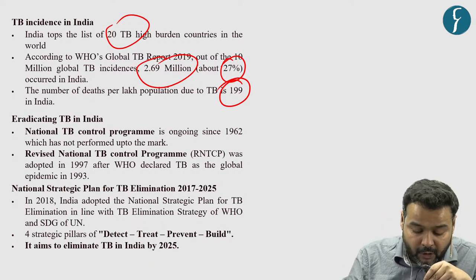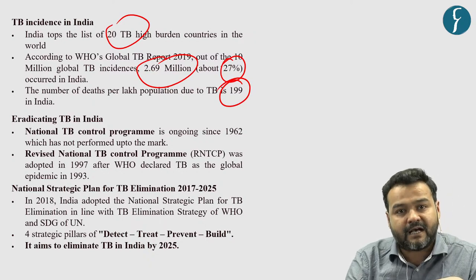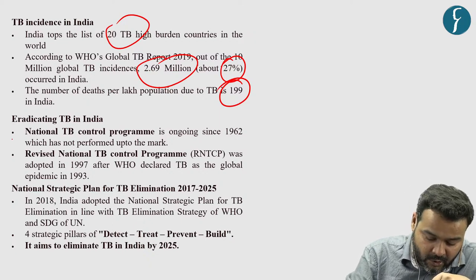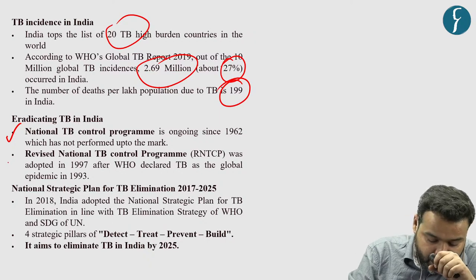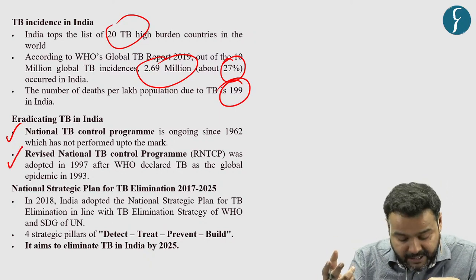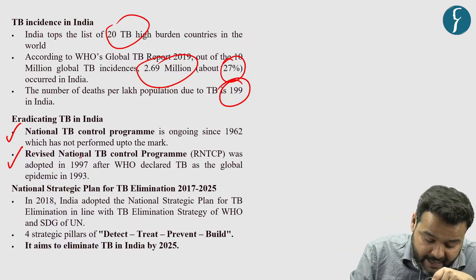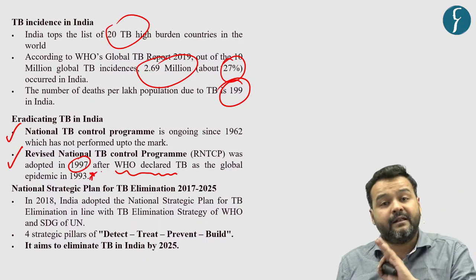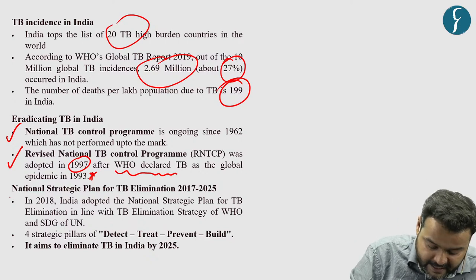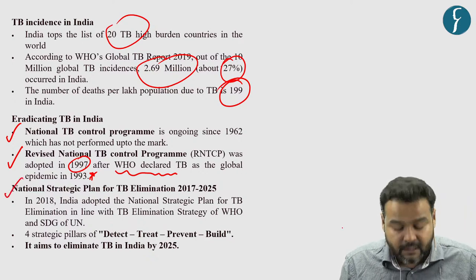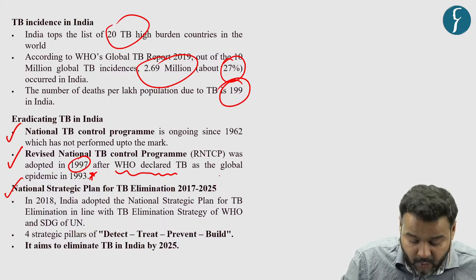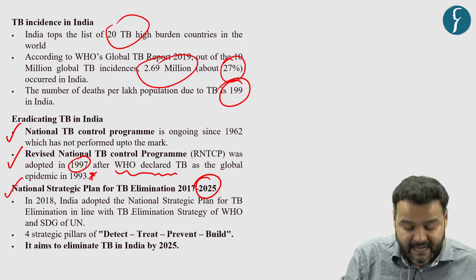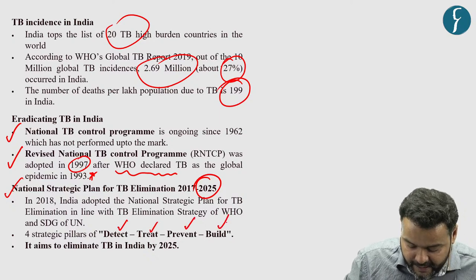Okay. So what the government is doing, all these schemes are covered in detail in your PDF. Let's cover them quickly. So there is the National TB Control Program, a revised National TB Control Program, which was adopted in 1997 after WHO declared TB a global epidemic in 1993. Further, there is the National Strategic Plan for TB Elimination, which aims to eliminate TB from India by 2025. And the four strategic pillars are detect, treat, prevent, and build.